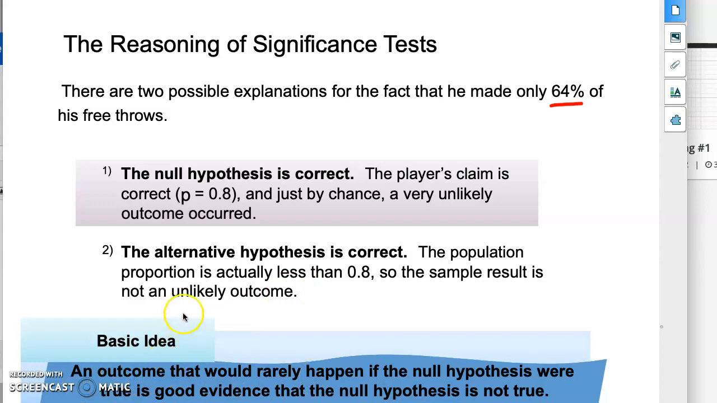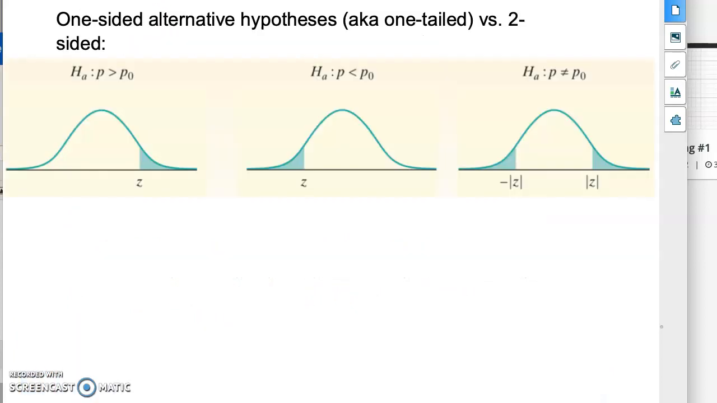One of these is true, the other one is not true, but we don't know which is true and which is false. Okay, so we're going to use our sample to come to a conclusion. Of course, in statistics, we're never 100% sure. But the outcome that would rarely happen if the null hypothesis were true is good evidence that the null hypothesis is not true. And so we say in favor of the alternative. We reject the null hypothesis in favor of the alternative.